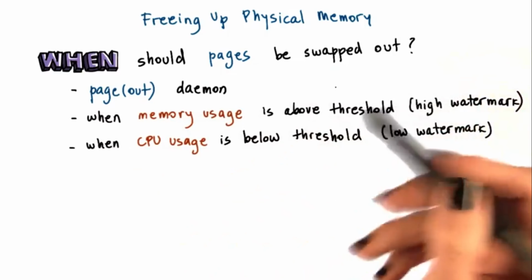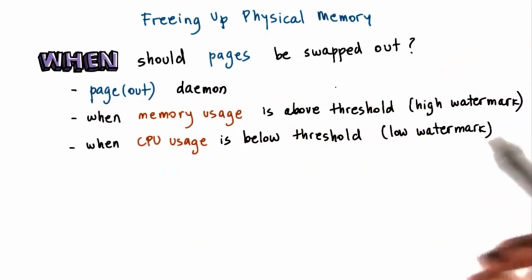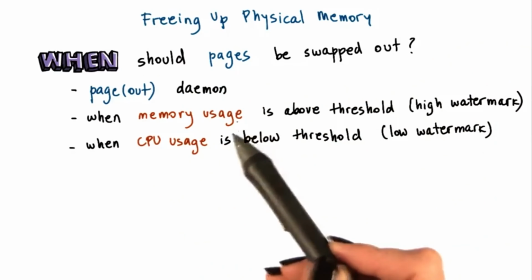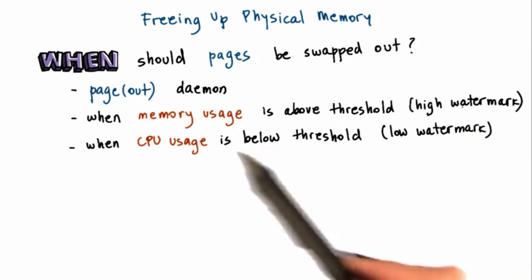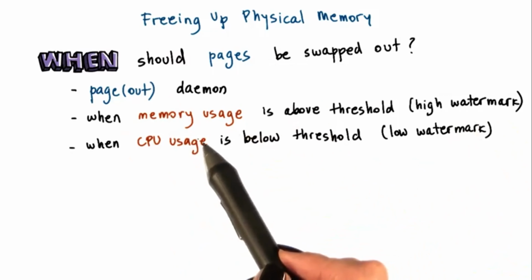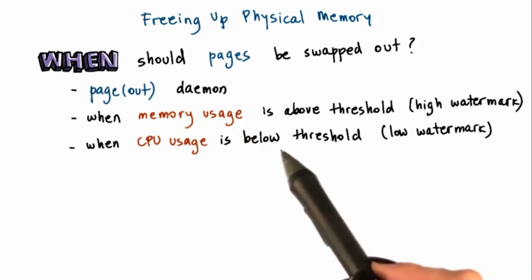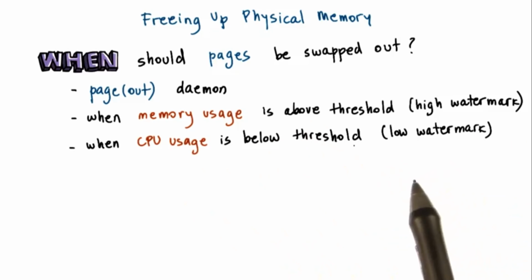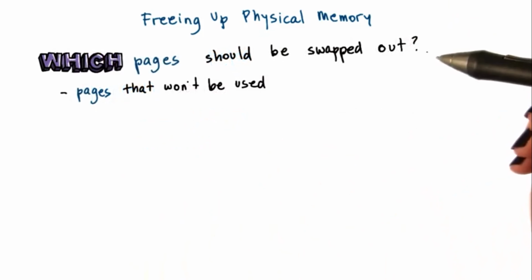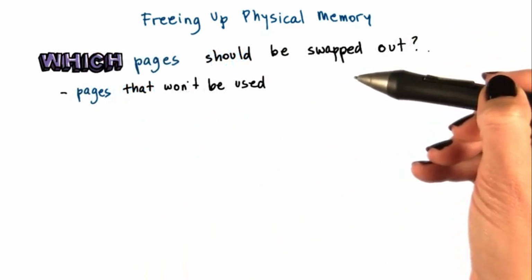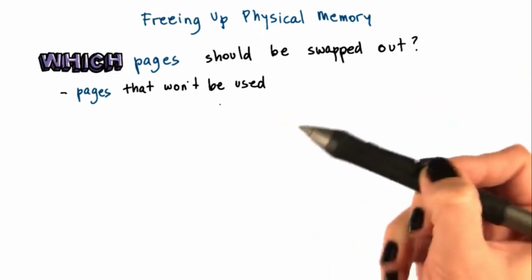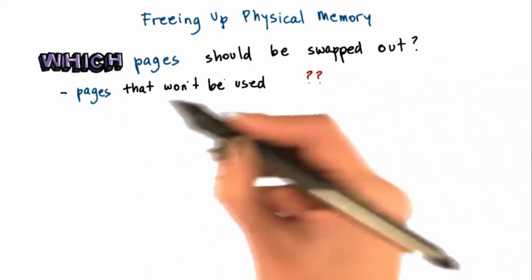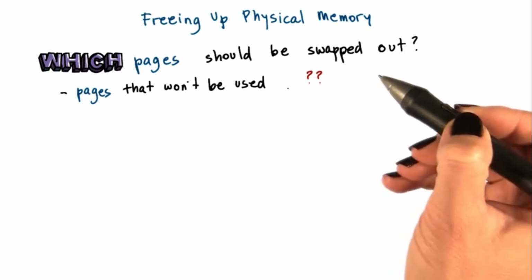So something that would make sense as an answer to this question would be that the pages should be swapped out when the memory usage in the system reaches some level, some high water mark, and that this paging out should be performed also when the CPU usage is below a certain threshold, so as not to disrupt the execution of some applications too much. To answer the second question, one obvious answer would be that the pages that will not be used in the future are the ones that should be swapped out.